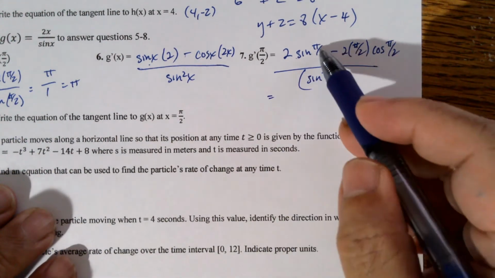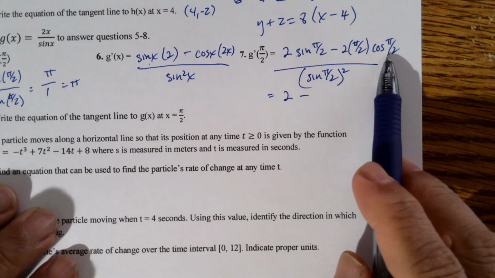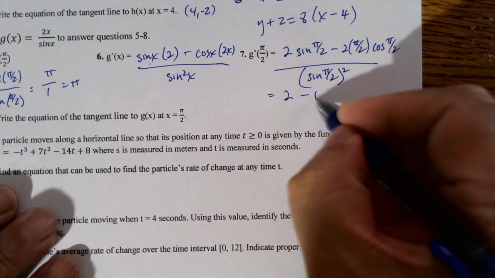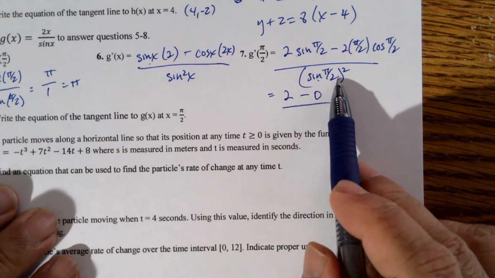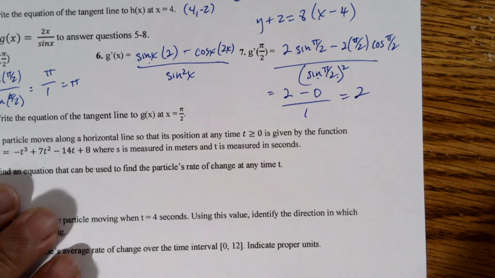So what is the sine of pi over 2? Sine of pi over 2 is 1, so it's 2 times 1, which is 2. And cosine of pi over 2 is 0, so that wipes out that term, so it's minus 0. And sine of pi over 2 is 1, so 1 squared is 1, so that simplifies to 2.